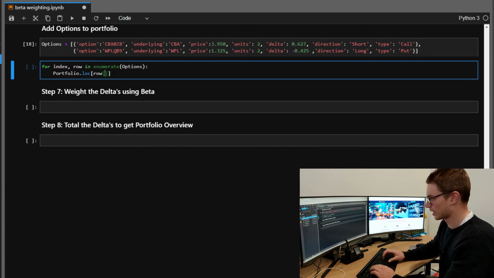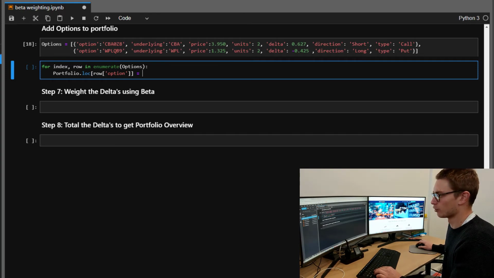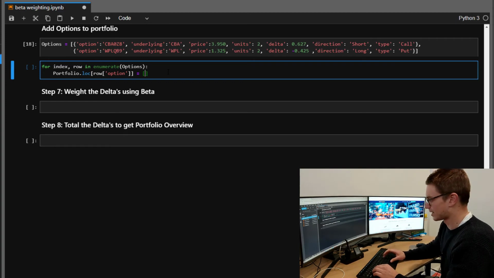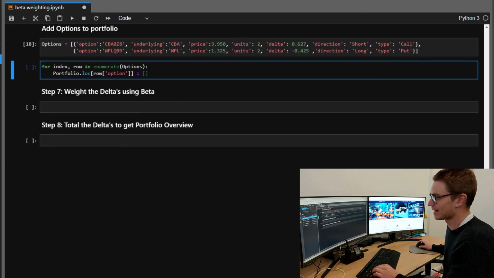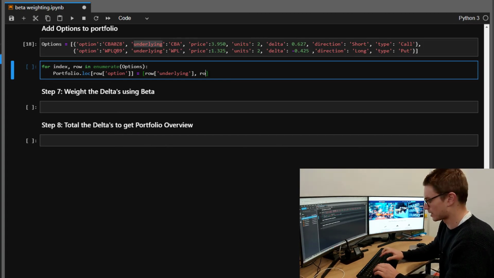So I want to index the row option and make that my row title. So that'll be that symbol right there. So what I want to add is all of these column values. So I've got 1, 2, 3, 4, 5, 6, 7, 8, 9 column values to add. So we need to calculate it from this information here. So the first one is underlying. So what is the stock name? That's easy. So comma. The next one is the direction. So row direction. The next one is the type.